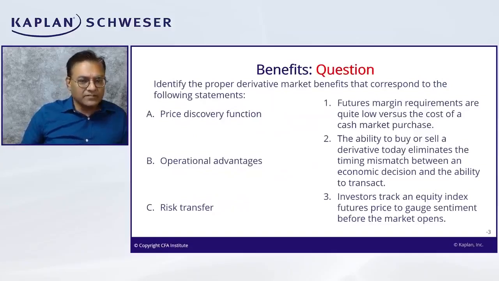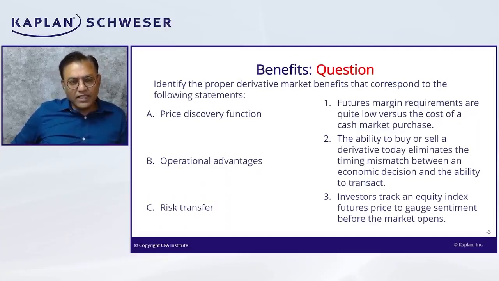Now, let's do again a mix and match question. Identify the benefit that corresponds to the following statement. The price discovery: you are able to use the market data from a derivative market to get some insight into the market's expectation of price going forward. And look at statement number 3: investors track an equity index futures price to gauge sentiment before the market actually opens. So prior to the opening of the market, you look at the futures price and get an idea as to the expectations of the opening price when the market actually opens.